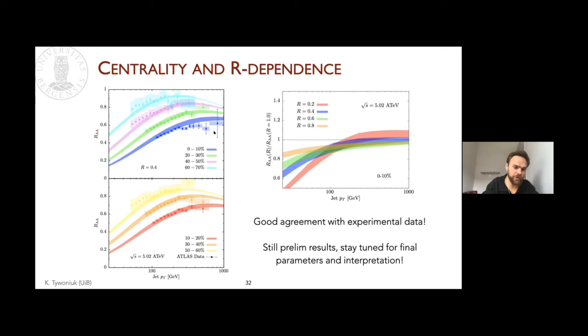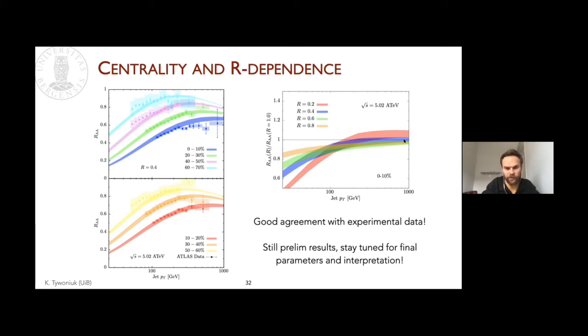We are still working on finding the best fit to the existing experimental data. The second thing is the R dependence of the jet. Here we plot the RAA of jets with cone size R versus the RAA of jets with cone size 1, which gives something like this. It's quite universal and stable at high pT and has deviations at low pT. At least at high pT, the trend is very consistent with the recent CMS data, which is still preliminary. We are still polishing the last details and working to finalize our interpretation.